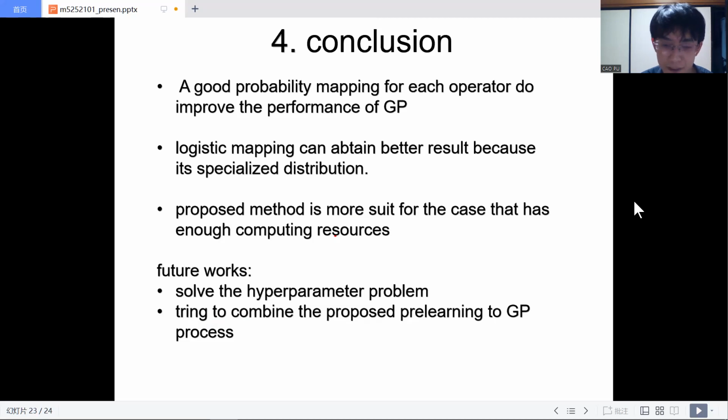Okay, in future study, so far this pre-learning method has quite a large number of hyperparameters, and those hyperparameters are set by human experience, so we would like to find a way to make them self-adaptive automatically. And second, we are going to try to combine the proposed pre-learning into the genetic programming process, because having an extra pre-learning stage wastes a lot of computing resources.